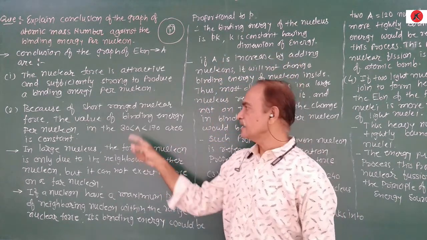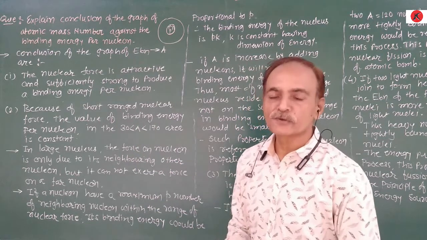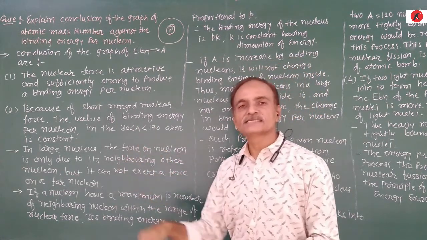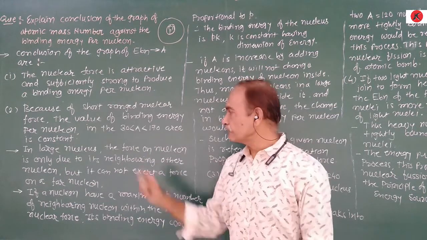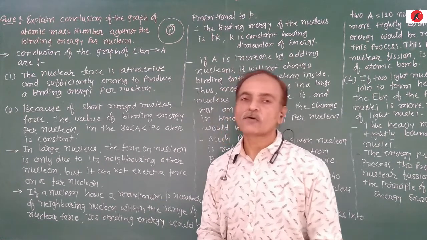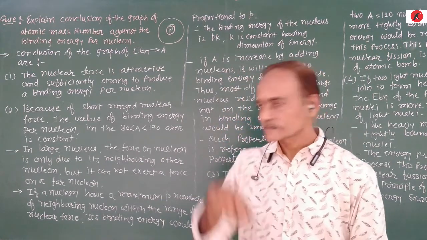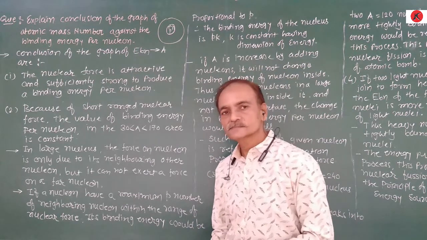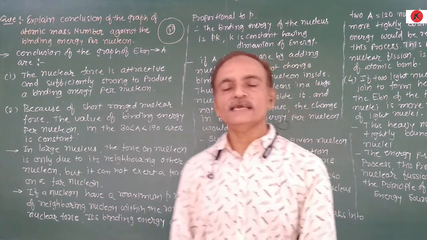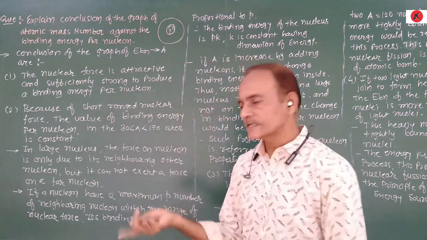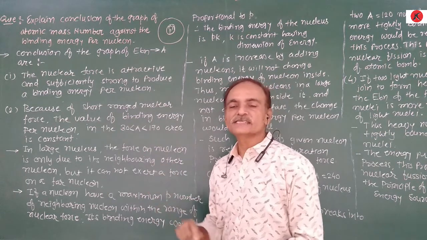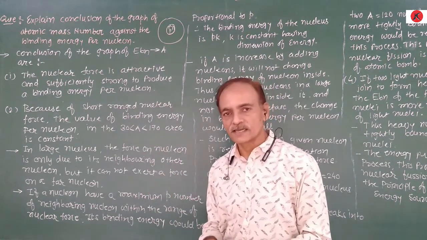And due to that reason, the value of the binding energy per nucleon for the middle range nuclei, having atomic mass number greater than 30 and less than 170, is almost constant. Right? For the constant binding energy of the nuclei having atomic mass number greater than 30 and less than 170, the short-range nuclear forces are responsible.